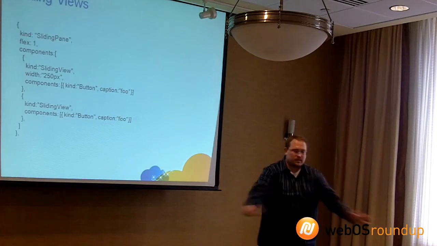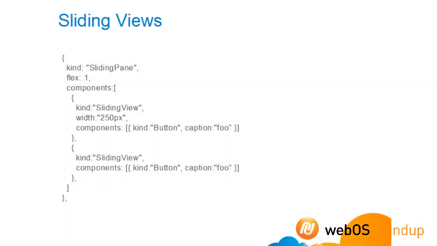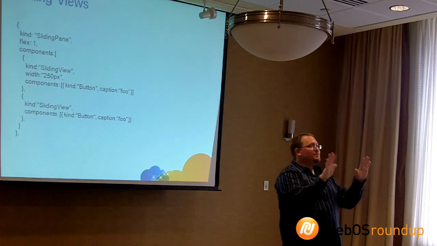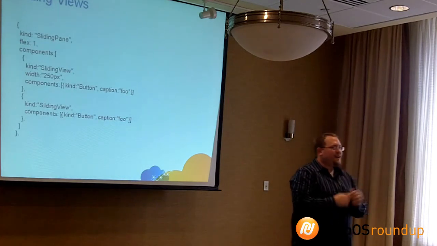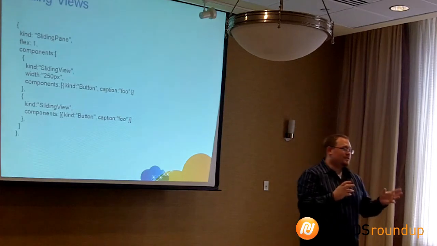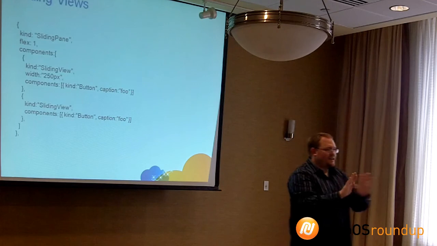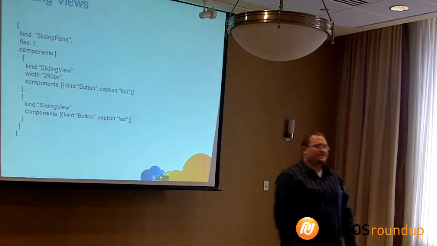Sliding views. Sliding views are a cool new Enyo thing, where you have two little views, windows. Panes, let's call them windows. Panes actually work differently. This is a sliding view, so it's kind of like two panes side by side, and you can move and do different things with those different views.